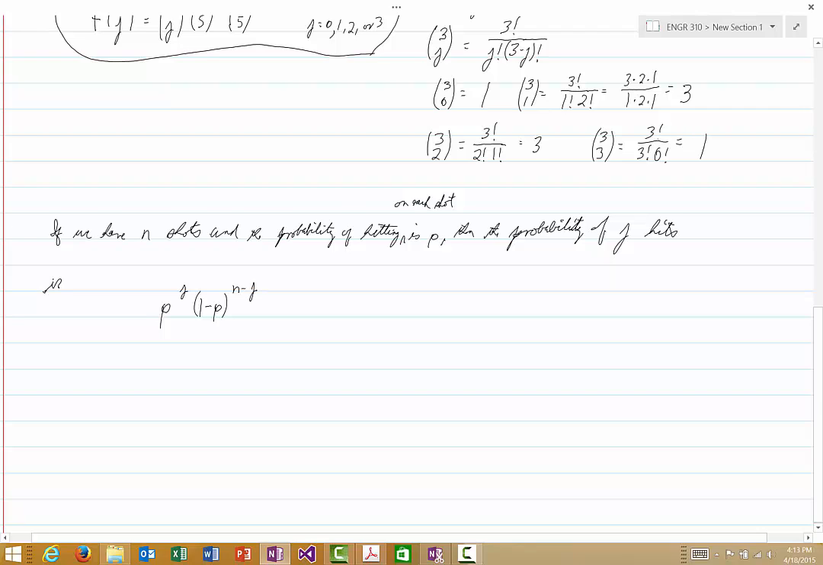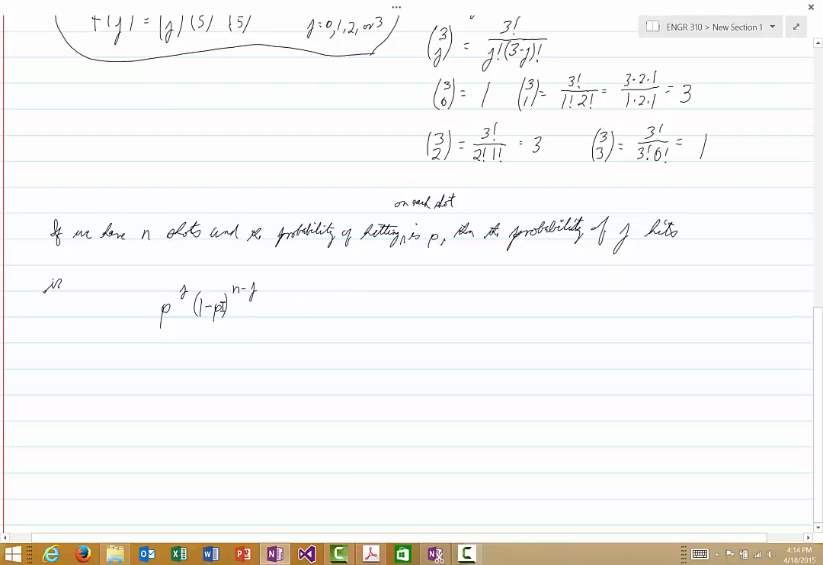Now this much I think makes sense to you probably, because for each one of our j hits, the probability is p. So that's how we get p to the jth power. And then if we're hitting on j shots out of a total of n shots, then that must mean that we're missing on n minus j shots. And since the probability of a hit is p, the probability of a miss is 1 minus p.